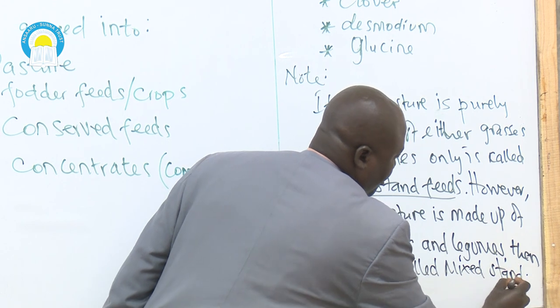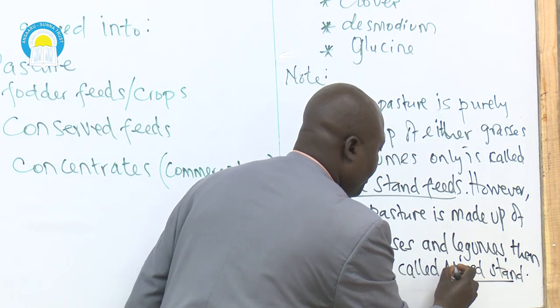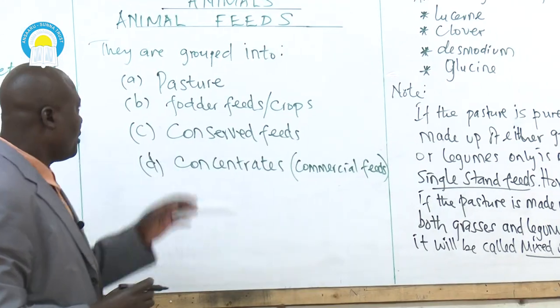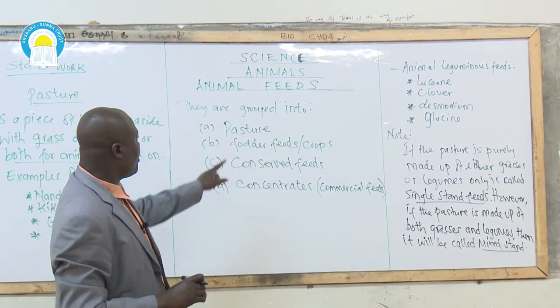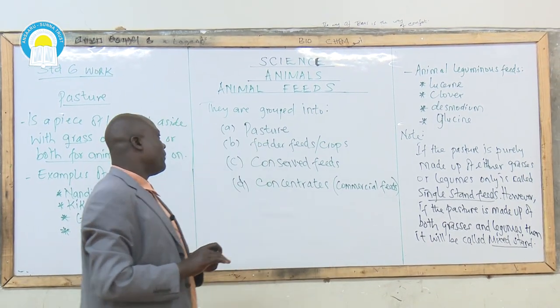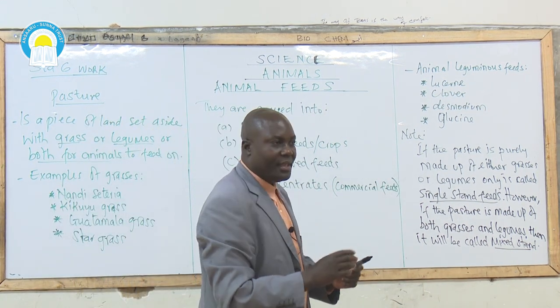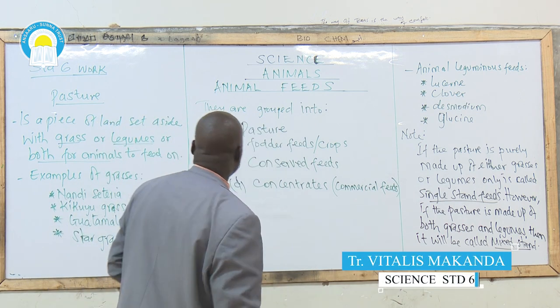Then it will be called mixed stand. So those you find about pasture. Let's come to what we call fodder. Fodder crops or fodder feeds for the animals. These ones are the type of feed that you harvest the plants from the farm and then you take the animals for feeding on. So let's look at it in detail.